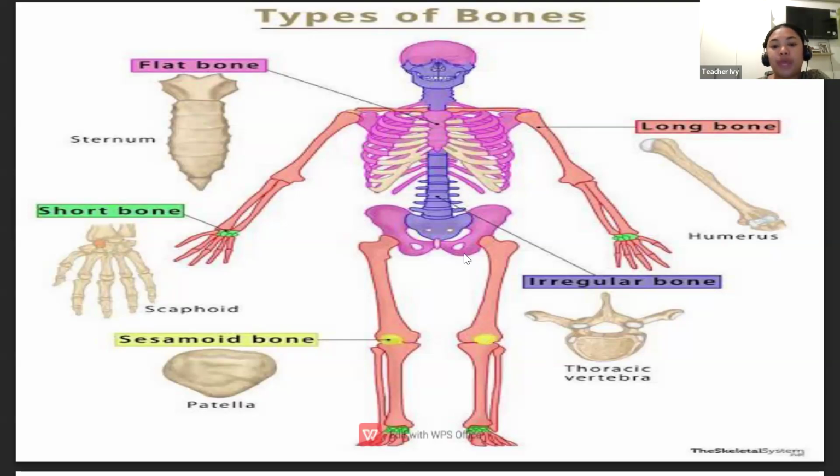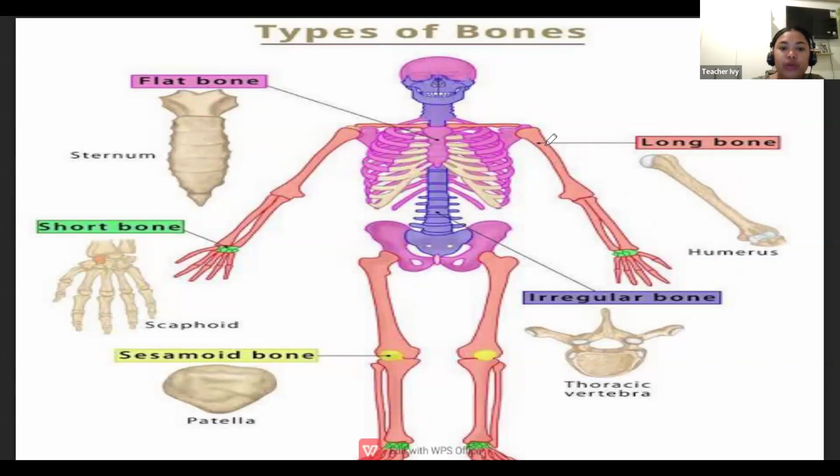And you also have the pink ones, the sacrum and the coccyx and the iliac region or the hip bone. So all of these color pink bones are flat bones. Okay. Now we have here the long bones in color red.